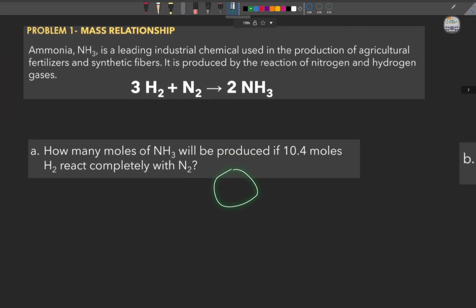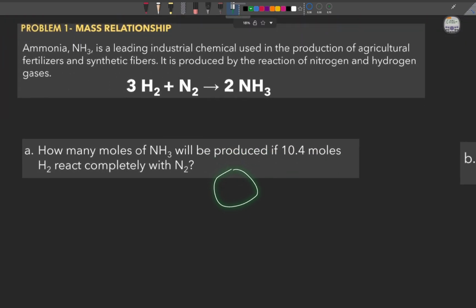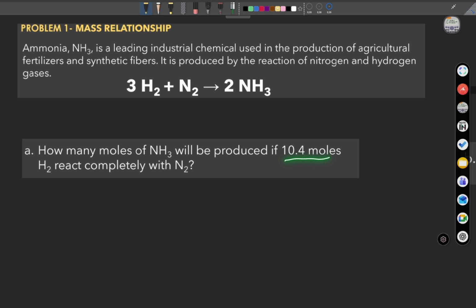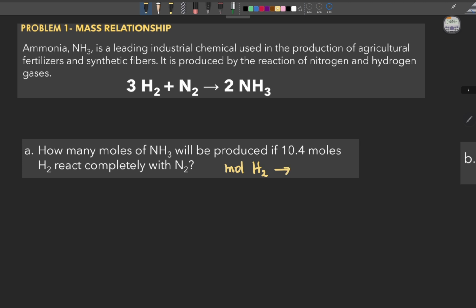Okay, so here is the problem. Ammonia is a leading industrial chemical used in the production of agricultural fertilizer and synthetic fiber. It's produced by the reaction of nitrogen and hydrogen gas. The question is: how many moles of NH3 will be produced if 10.4 moles of H2 react completely with the N2? Based on the given, you have moles of H2, and we have to convert this to what is asked, moles of NH3.